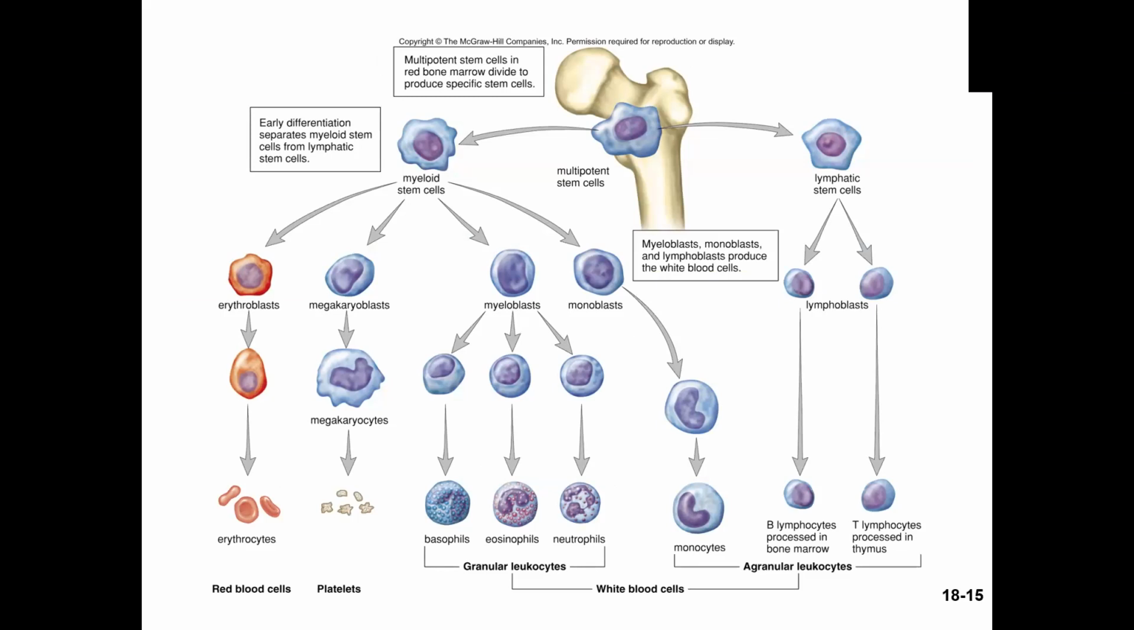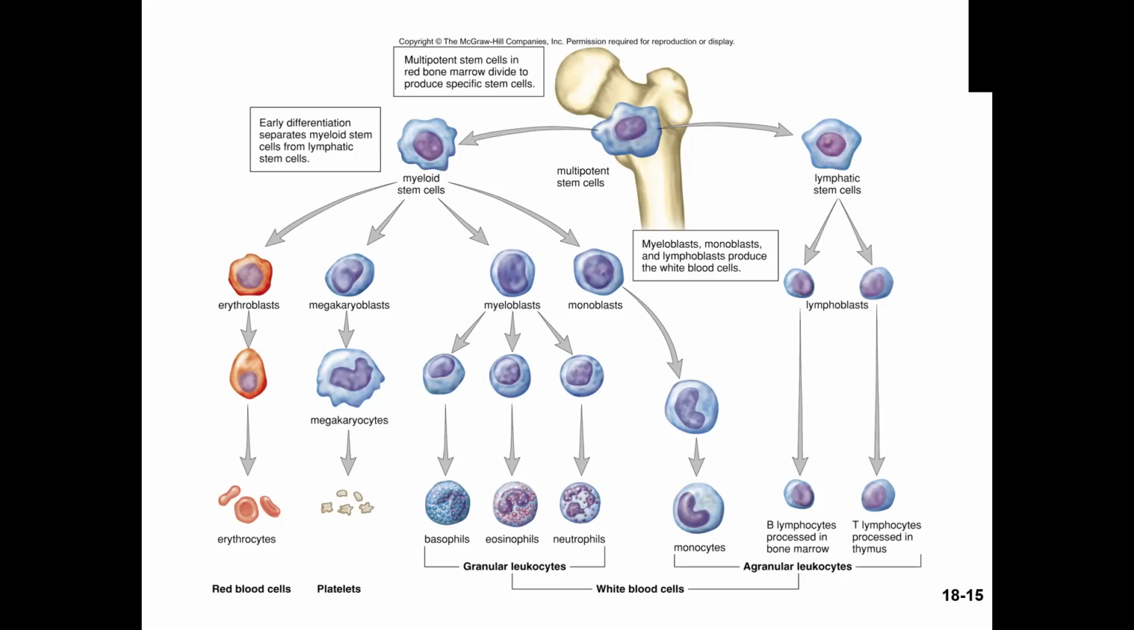It will get direction then to form into either the myeloid stem cell or the lymphatic stem cell line. In the myeloid stem cell line, that is going to produce your erythrocytes, platelets, basophils, eosinophils, and neutrophils. So all of your granulocytes get developed here or from here. It also will make your monocytes, which is in the agranulocyte category.